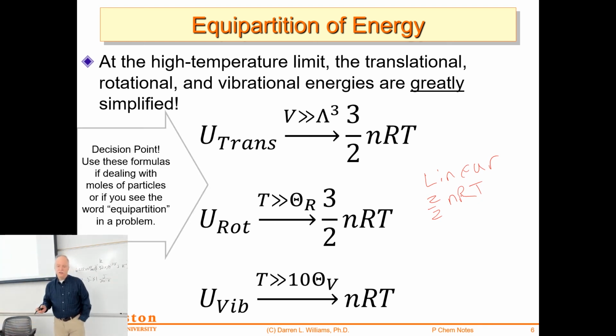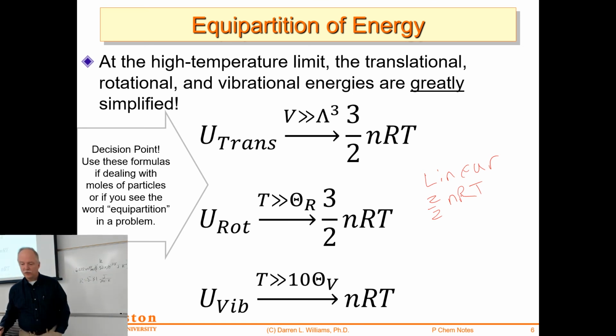And so this is the other decision point. If you see equipartition, or if you're dealing with moles of molecules, these are the equations that you use. If I say a 2-level system, you don't use this equation. You use the individual calculations of the probabilities of being in each of those levels, and you calculate the internal energy.